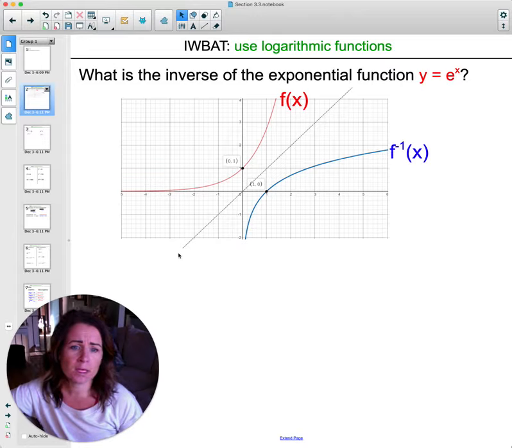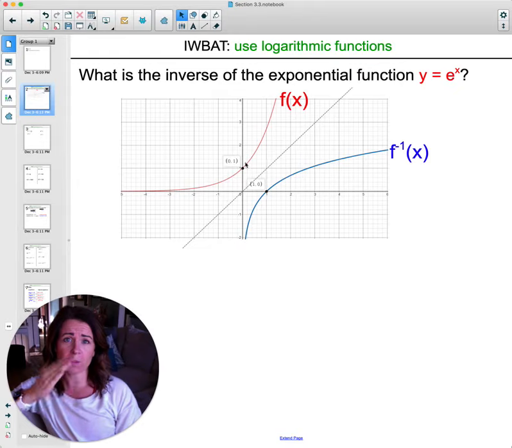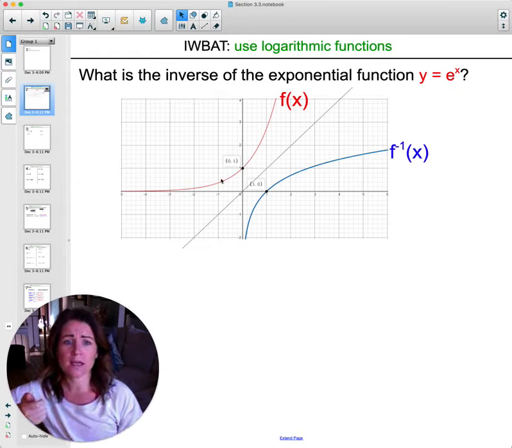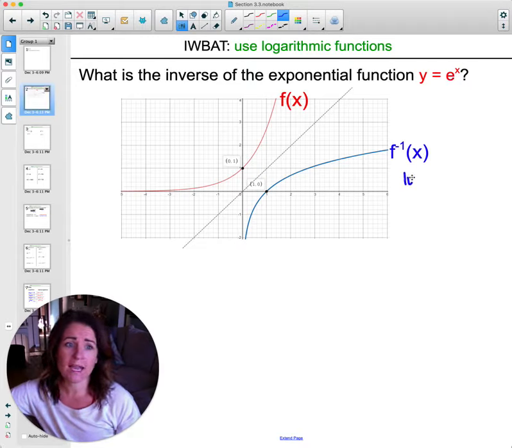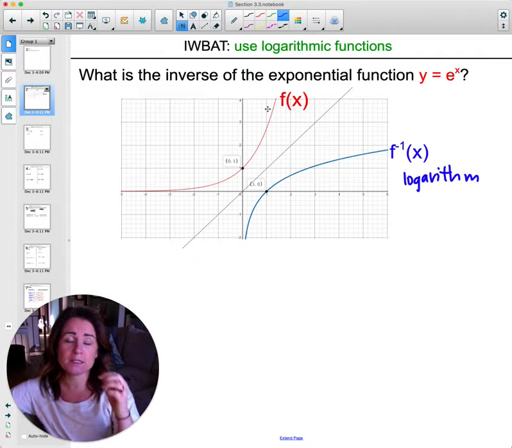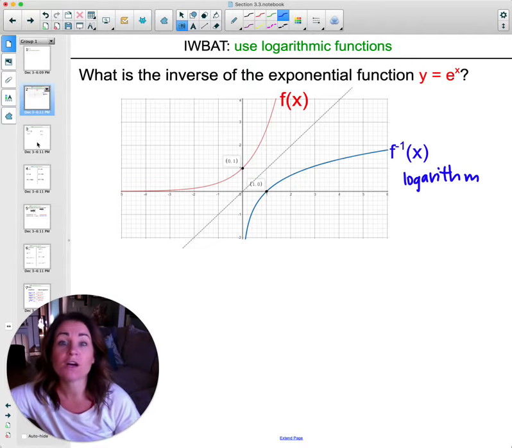And then remember that an inverse of a function is, if you're looking at a graph, just where you flip it over the line y equals x. So if you can think of folding along this y equals x line, okay, it would flip over, the red function would flip over onto this blue function. So this blue function is the inverse of e to the x, which is what we're going to be learning about today, is the logarithm. So the logarithm is the inverse of the exponential function.